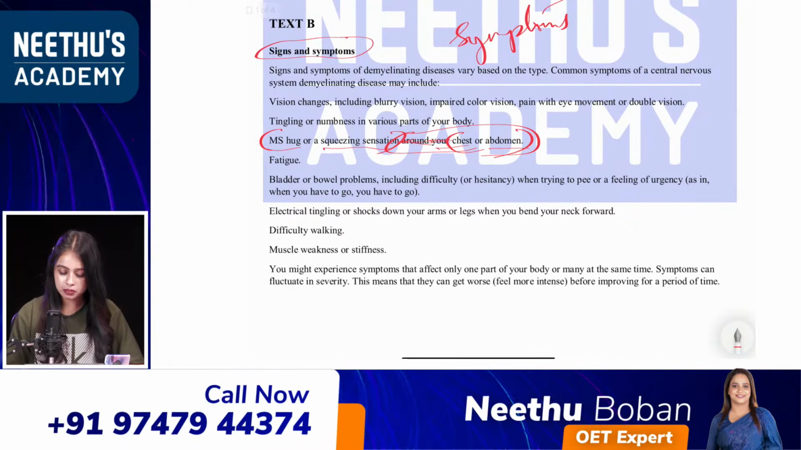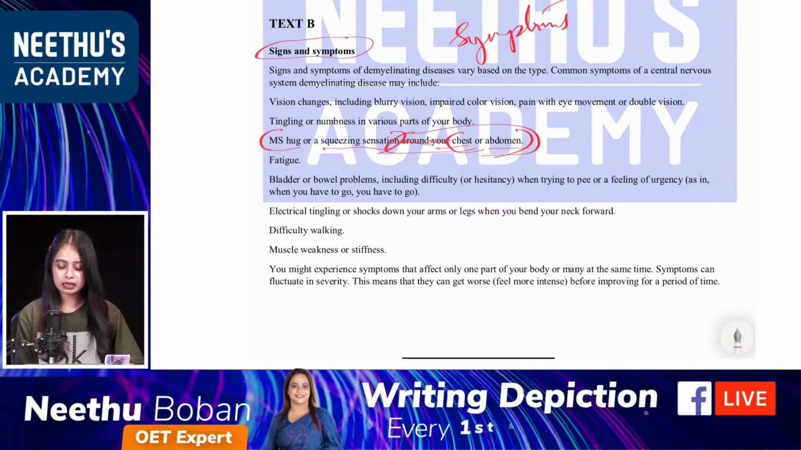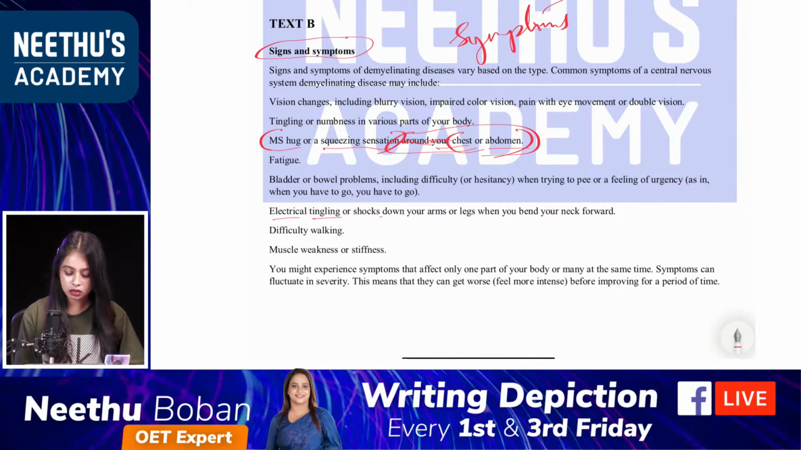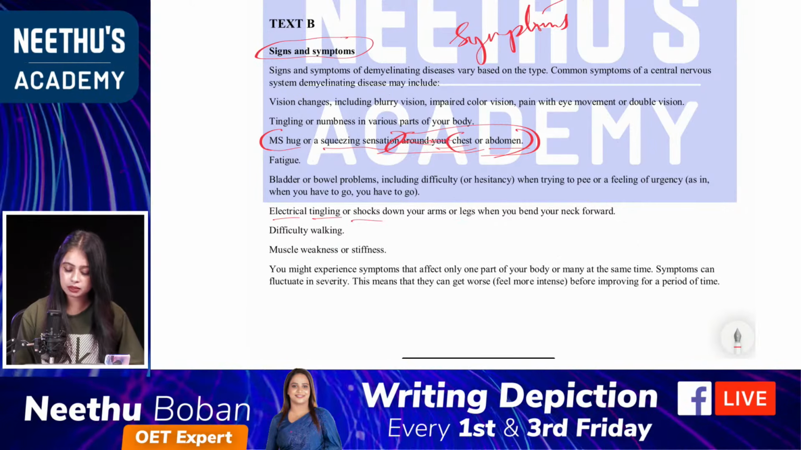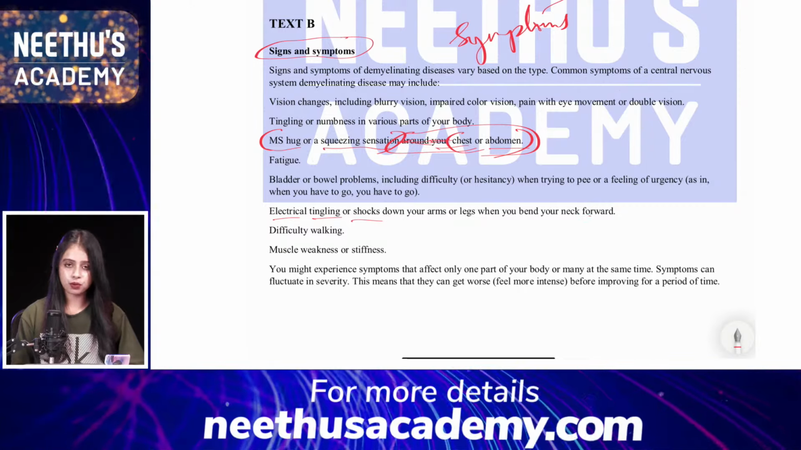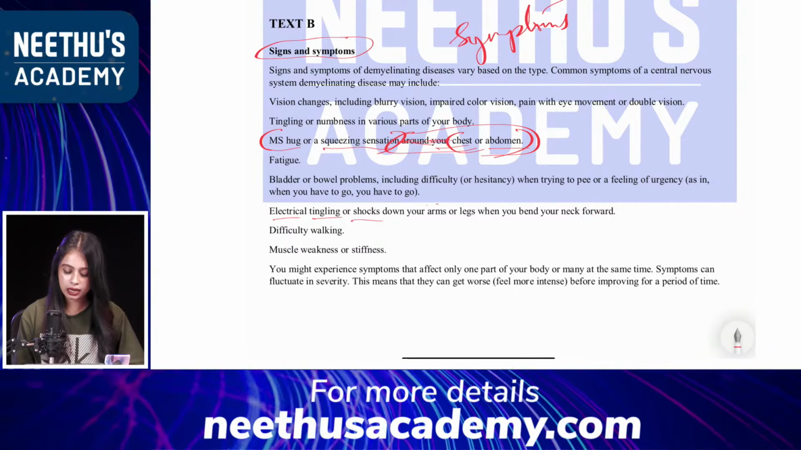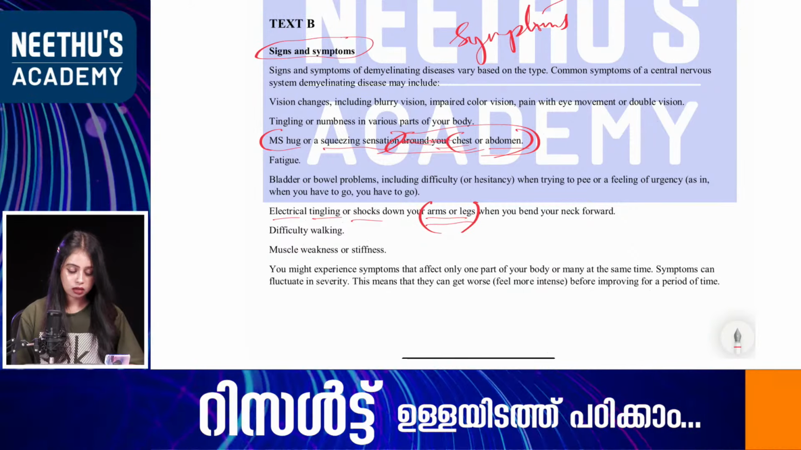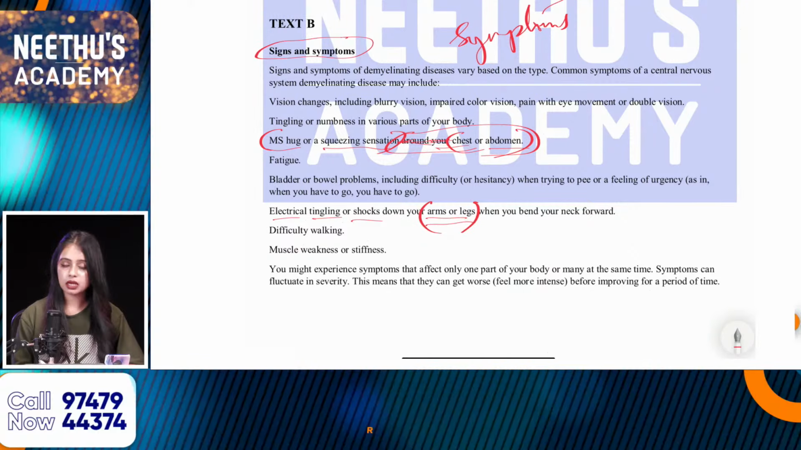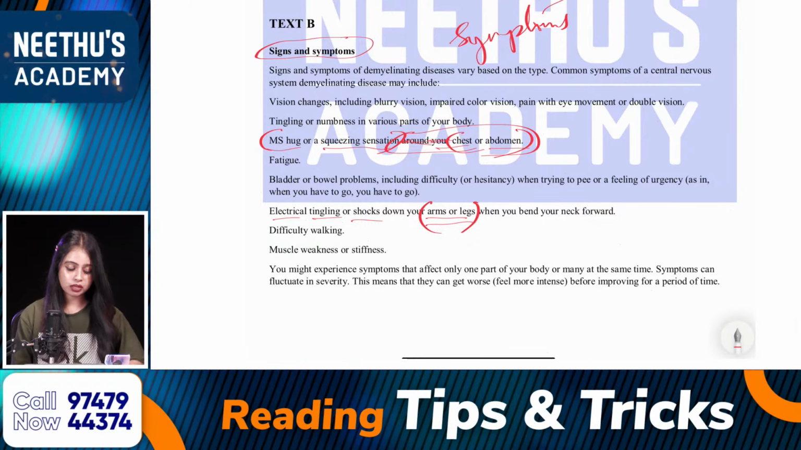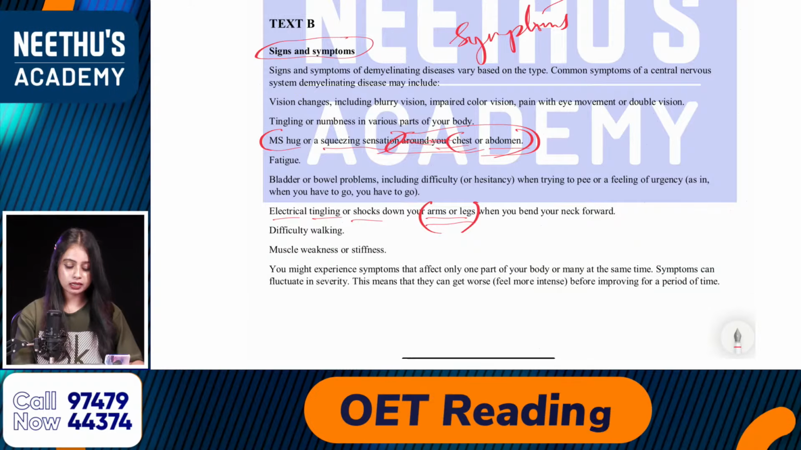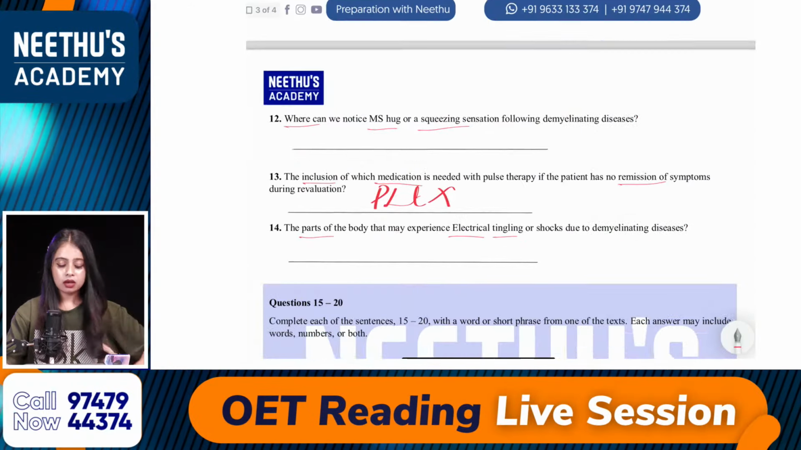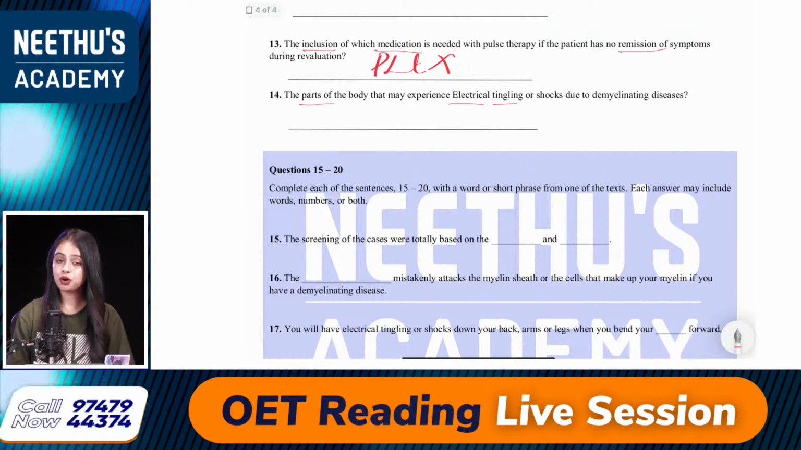So what about the symptoms? Electrical tingling or shocks down your arms or legs when you bend your neck forward. Okay, so the answer is arms or legs. Very good. Yes, Jisa, the answer is arms or legs. Okay, Divi, arms or legs. Okay, Akku, arms or legs. That is the correct answer. Very good. So that's all with 14 questions.